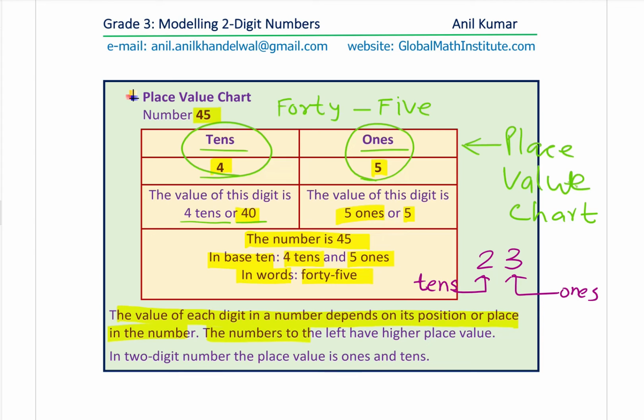So the number to the left has higher value. This number is on the left side, so it has 10 times higher value. In a two-digit number, the place values are ones and tens. That's what is shown in the place value chart. In the place value chart, we make a table with two columns for two-digit numbers. On the right hand side, we have ones, and on the left hand side, we have tens, as shown here, right?